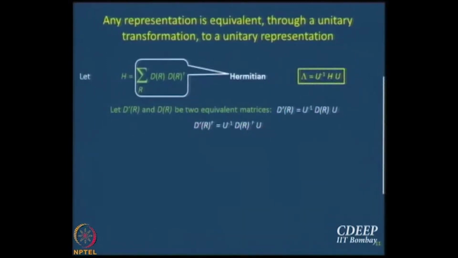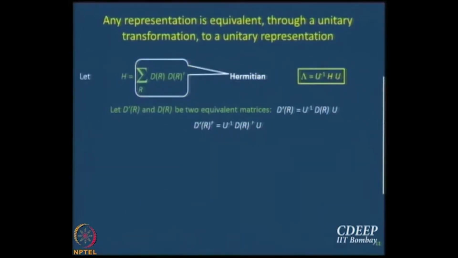Now, with this what we do is we can start playing. I know what H is. H is sum over R dr dr dagger. So, what I can do is I can take this definition and substitute there, right.